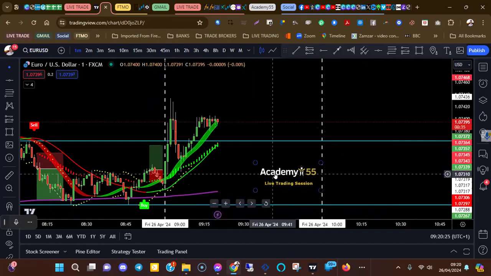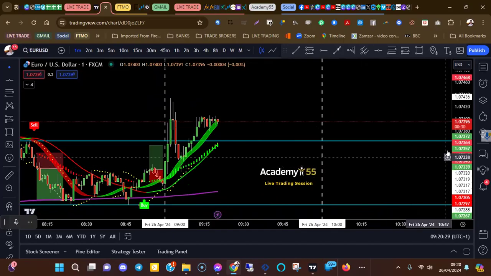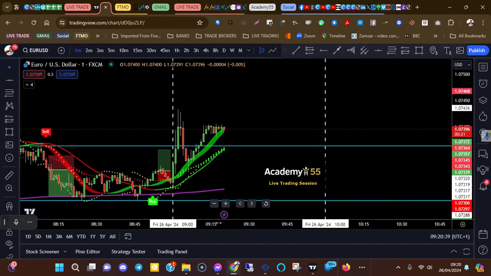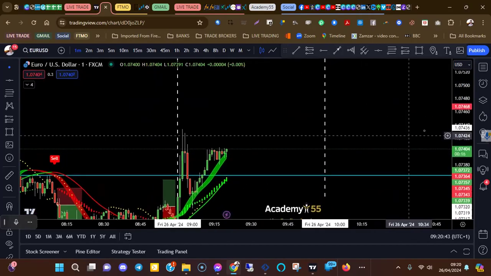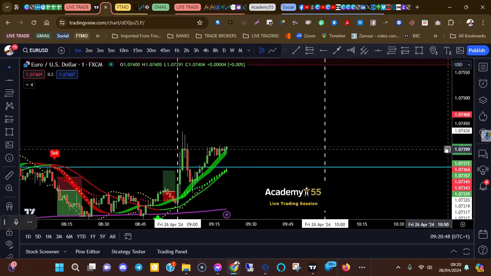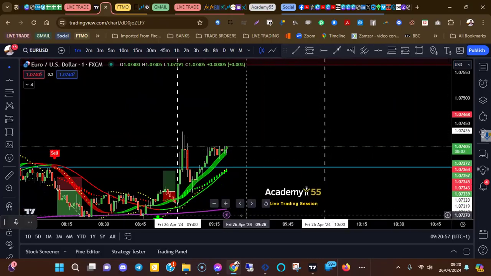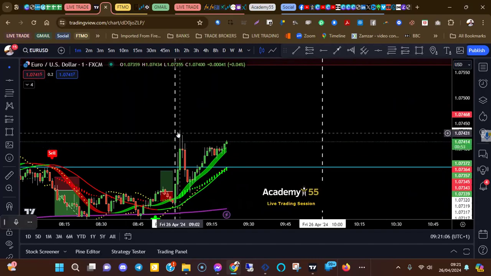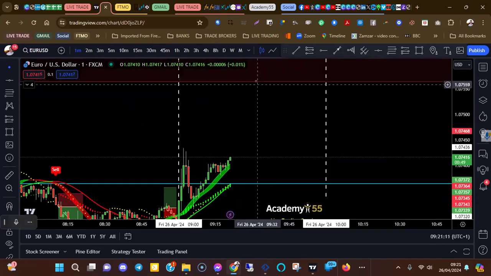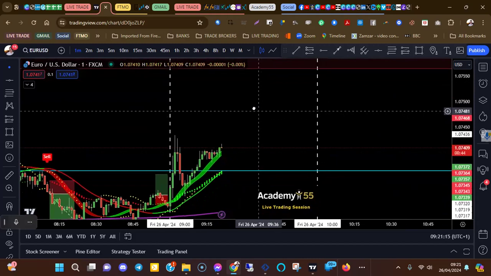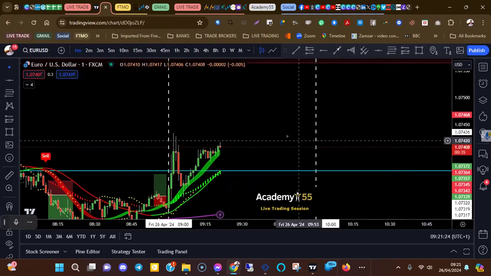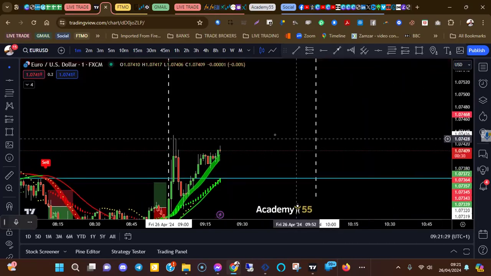So, a bit of a consolidation taking place. The way the volume's going, I wouldn't be surprised if it breaks this high here and carries on to at least tap into this imbalance. Time will tell.